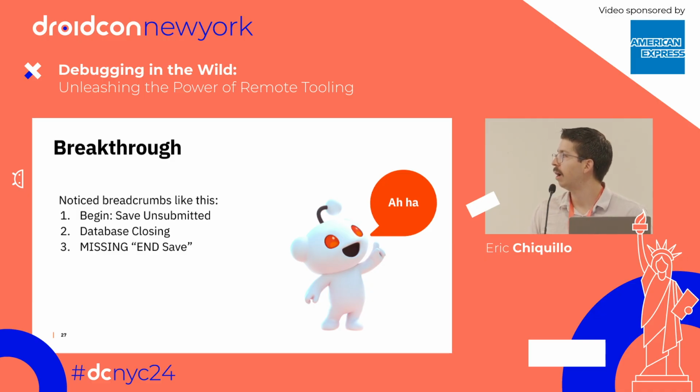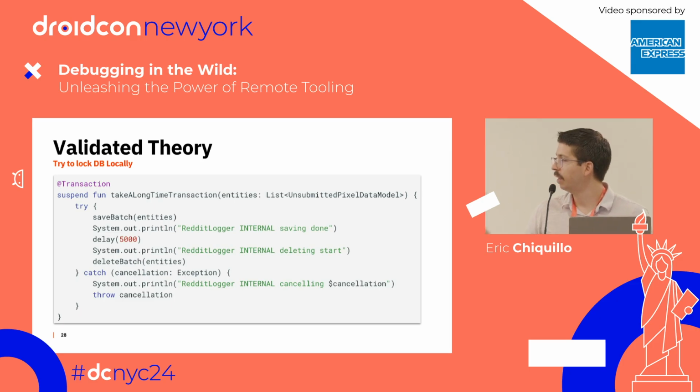So I wanted to validate this theory. So I wrote code like this, where I made a function called take a really long time transaction, and it would start the save, and then I added that delay of 5 seconds just to give me time as a human to hit an artificial button that would close our database. And successfully, I was able to get the exact DB locked exception that I was seeing in production. And so I had a path forward because I knew, okay, it's when, mid-transaction, the database is closing, that's what's causing this crash.